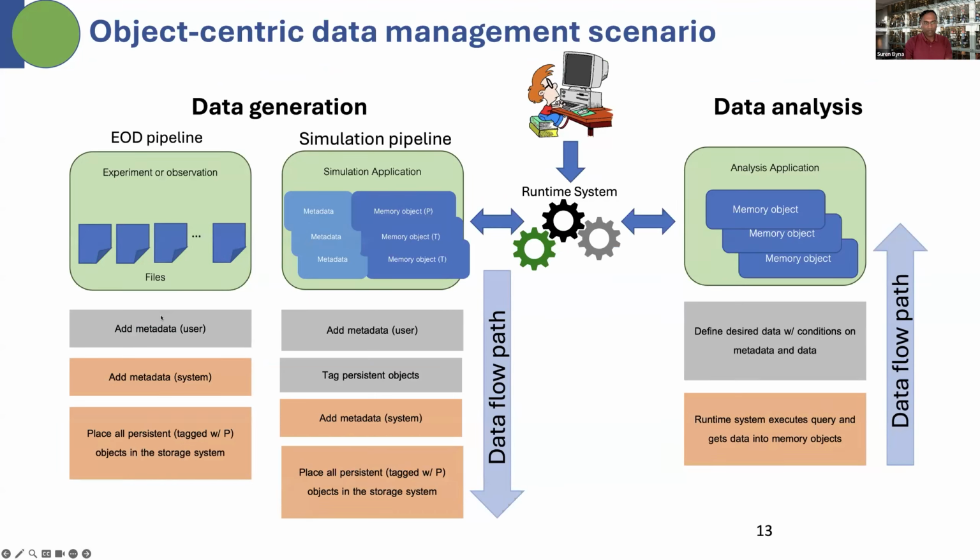This is where we are now, where users just have to add some metadata and tag things that are much more like persistent objects in memory. Those memory objects are all they need to access. And all the remaining data movement within the system, which has multiple layers of hardware, and between systems, can be managed by this runtime system.